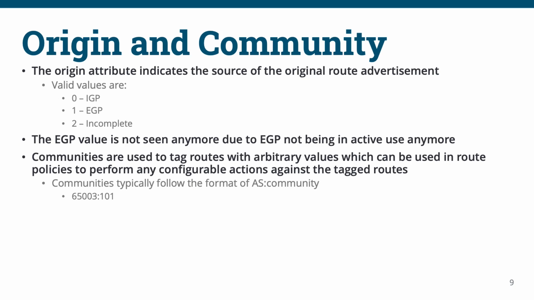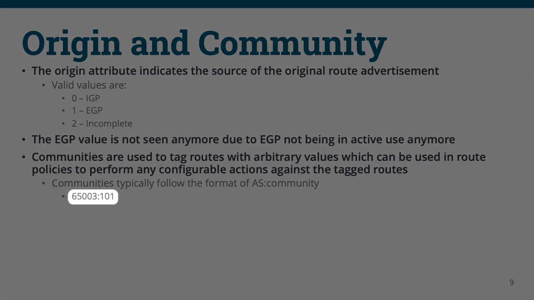See, although EGP is a class of protocols, meaning exterior gateway protocols, it also used to be a particular protocol itself. BGP is now used as the de facto exterior gateway protocol, and EGP as a protocol is just not used anymore in modern networks. We already know that communities are arbitrary values, which a router can use to perform some logic against particular route advertisements. Community values, however, typically follow the format of AS:community. We can see an example of this down here.